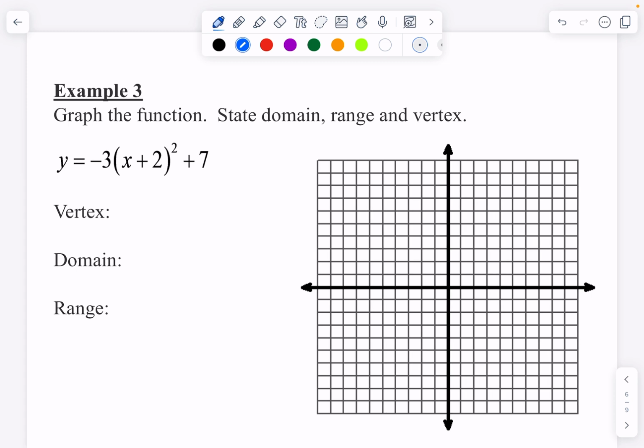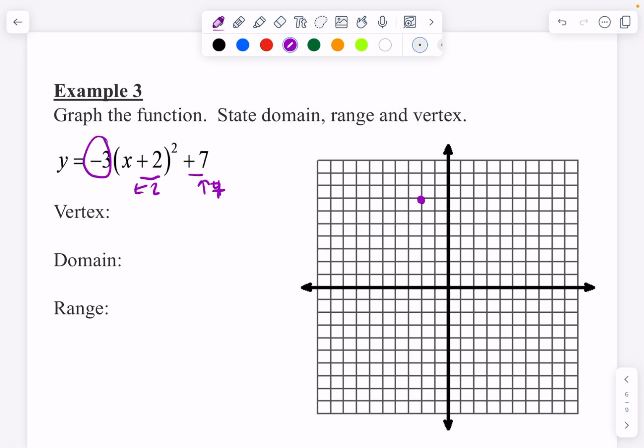Now this next example has all of the translations that I usually like to give you guys. I'm excited about this one. I'm going to use my favorite color, purple. So plus 2, that means left 2. Plus 7, that means up 7. So I go 2 to the left and up 7. I don't know why I wrote a 4 there. There's not even a 4 on here.